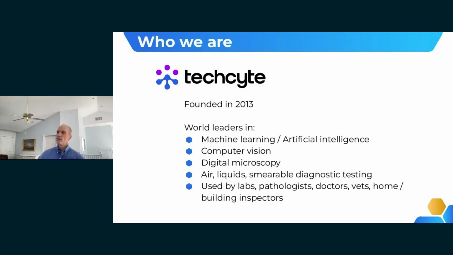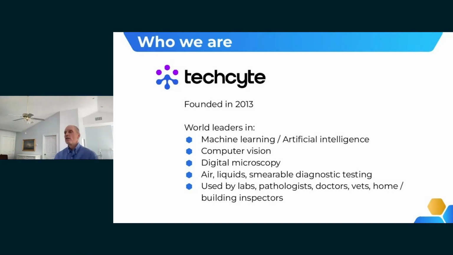Okay, a little bit about TechSite. The company was founded in 2013. It was originally a technology being developed at the University of Utah in conjunction with a big reference lab here in Salt Lake City, ARUP. They were working on using artificial intelligence and machine learning to identify microscopic cells and other things they thought would be good for this type of testing.